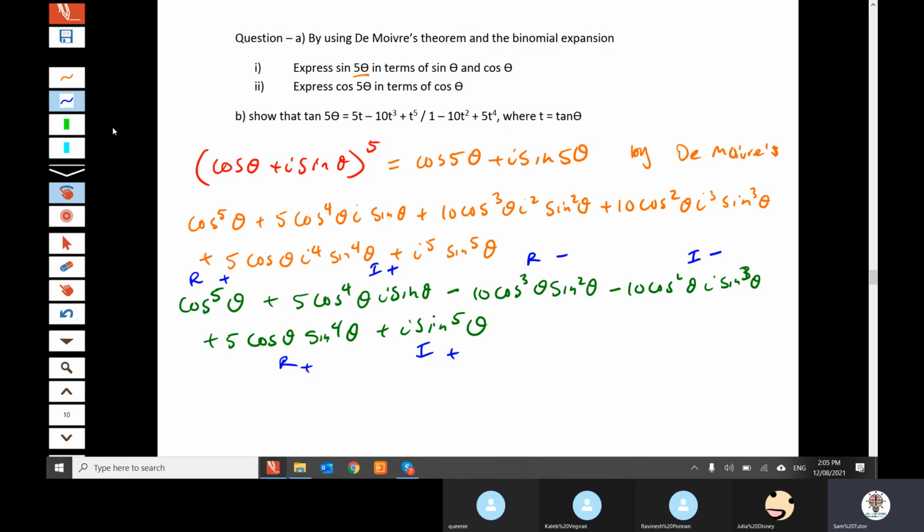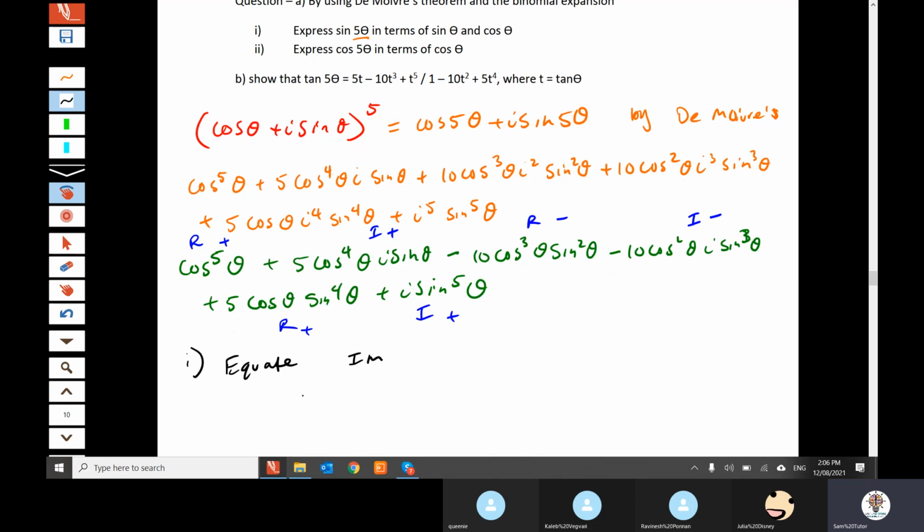Okay, let's answer the question, right? I express sine 5 theta, so that means equate imaginary. If I'm equating imaginary, sine 5 theta equals 5 cos 4 sine minus 10 cos squared sine cubed plus sine to the 5, and that's it, because I've said write it in terms of both sine and cos, so you stop.